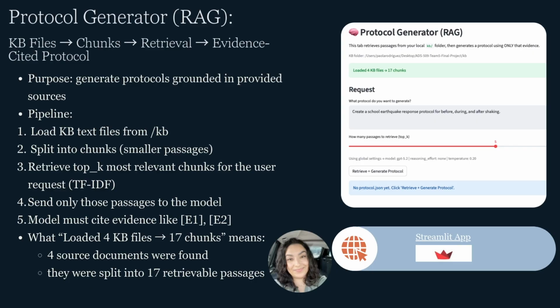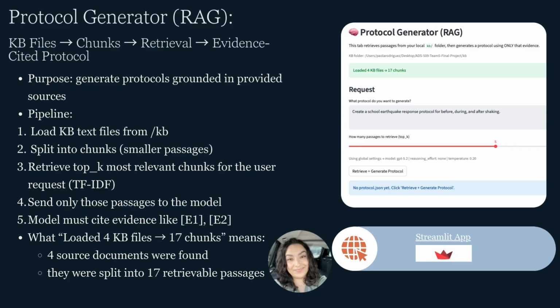Then for a user request, we retrieve the top K most relevant chunks and only send those passages to the model. The prompt enforces strict rules. Use only the evidence and cite it using IDs like E1 and E2. And if the evidence doesn't cover something, the model is supposed to put it into limitations instead of guessing.